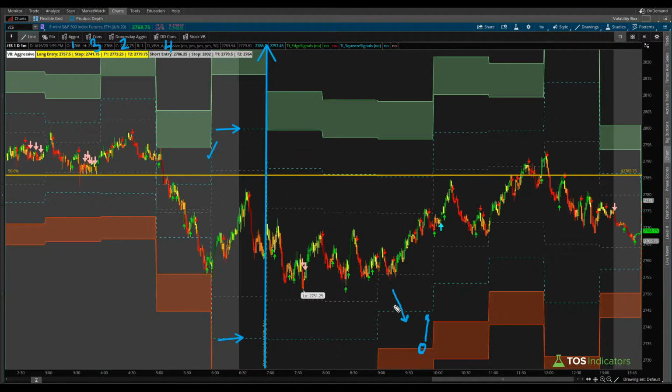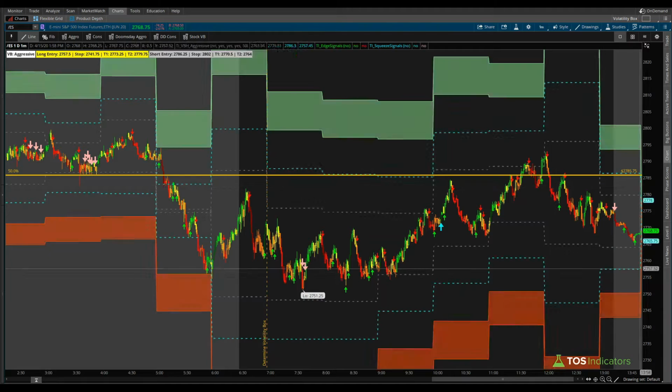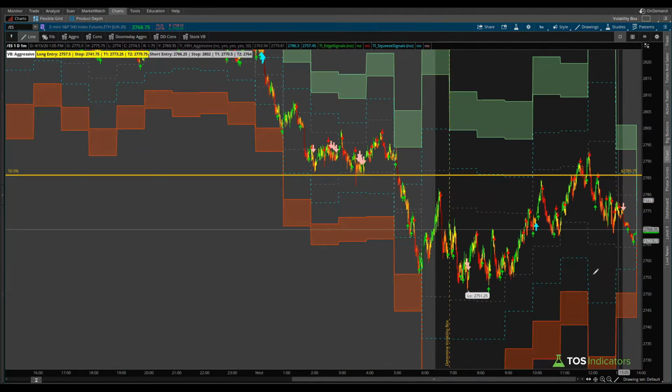And the reason for that is based off of the follow through that we're currently seeing, or the lack thereof, in the markets with the current volatility. So using that, in the case of the S&P, we did not have any breaches throughout the entire day in terms of either side's blue volatility box aggressive entry lines.